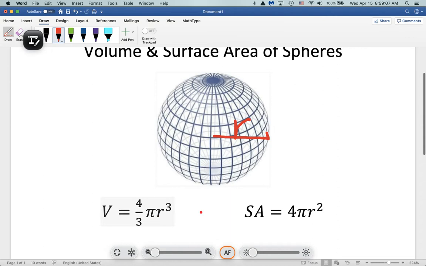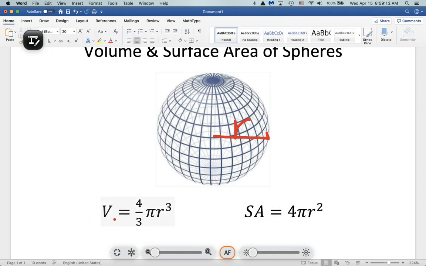And then we have these two formulas. The volume is 4/3 pi, the number pi, times the radius cubed, or times the radius 3 times. Again, the volume is 4/3 times the number pi times the radius cubed. The surface area is just 4 times pi r squared, or 4 times the number pi times the radius times the radius.